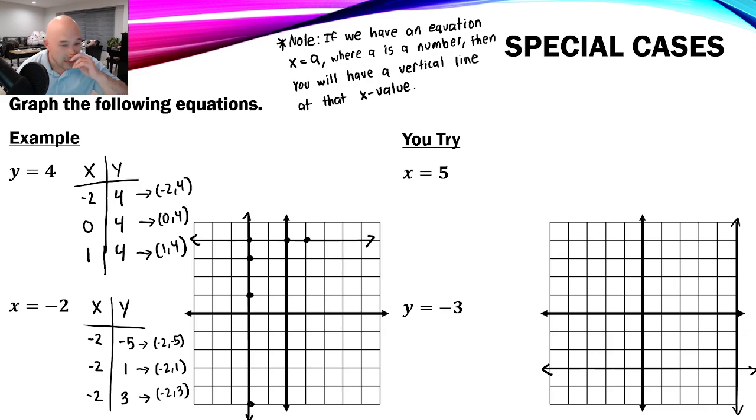Yeah. But yeah, these are the special cases, right? So every time you see x is equal to or y is equal to, you could literally just graph a horizontal or vertical line depending on what that variable is. It's as easy as that.